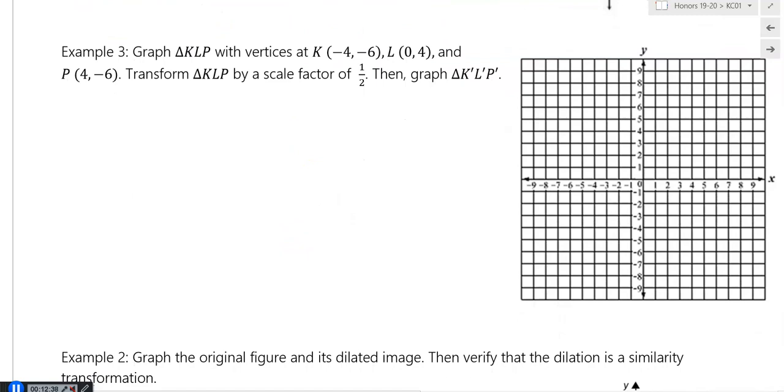Graph triangle KLP with vertices at K, -4, -6, L, 0, 4, and P, 4, -6. So let's start by doing that. K is going to be at -4, -6, so K is going to be down here. L is going to be at 0, 4, which is up here. And P is going to be at 4, -6. So there's P. So here's our lovely triangle. So again, we're just graphing those. And now we want to transform KLP by a scale factor of 1/2.